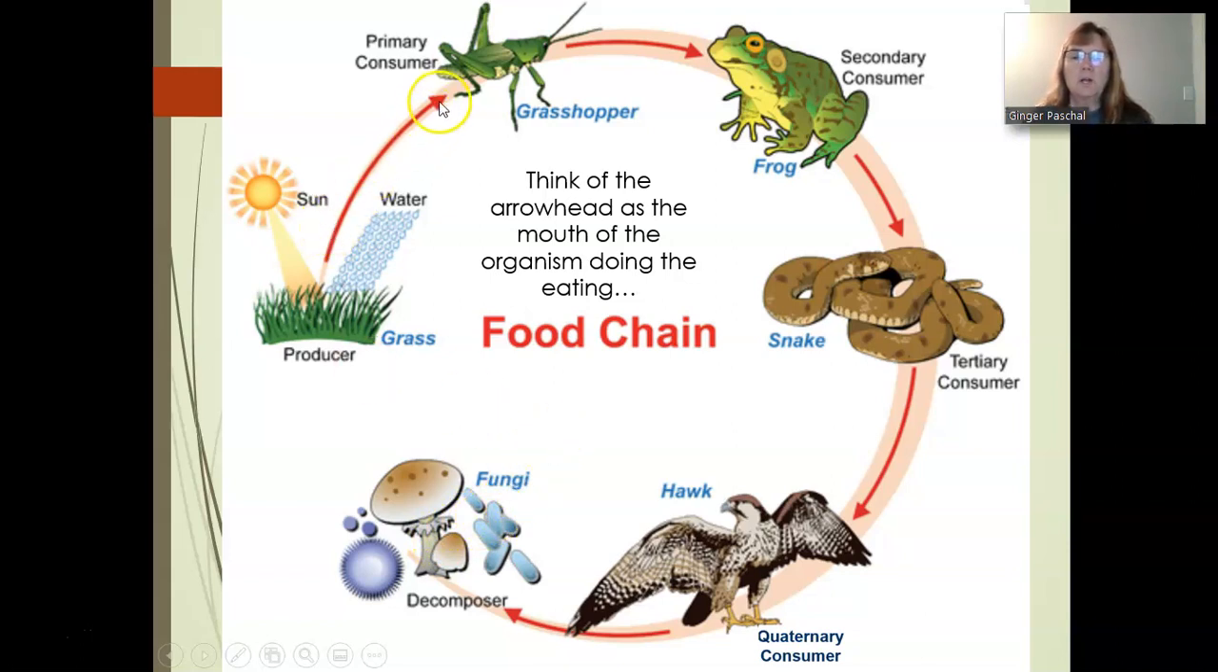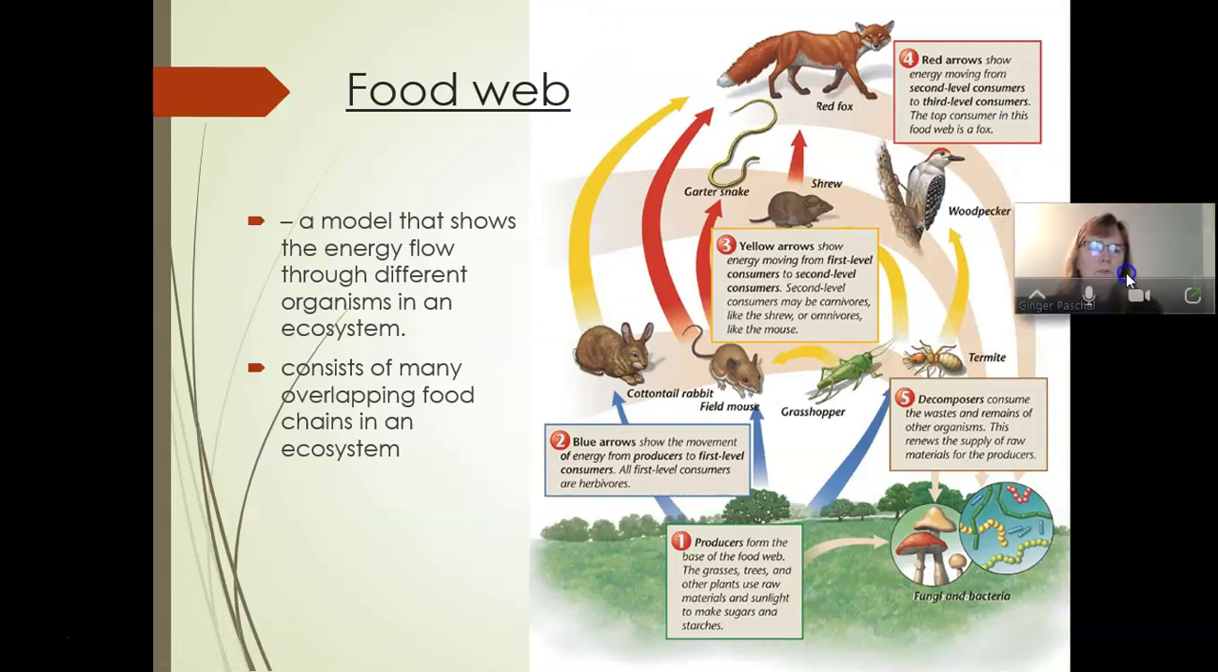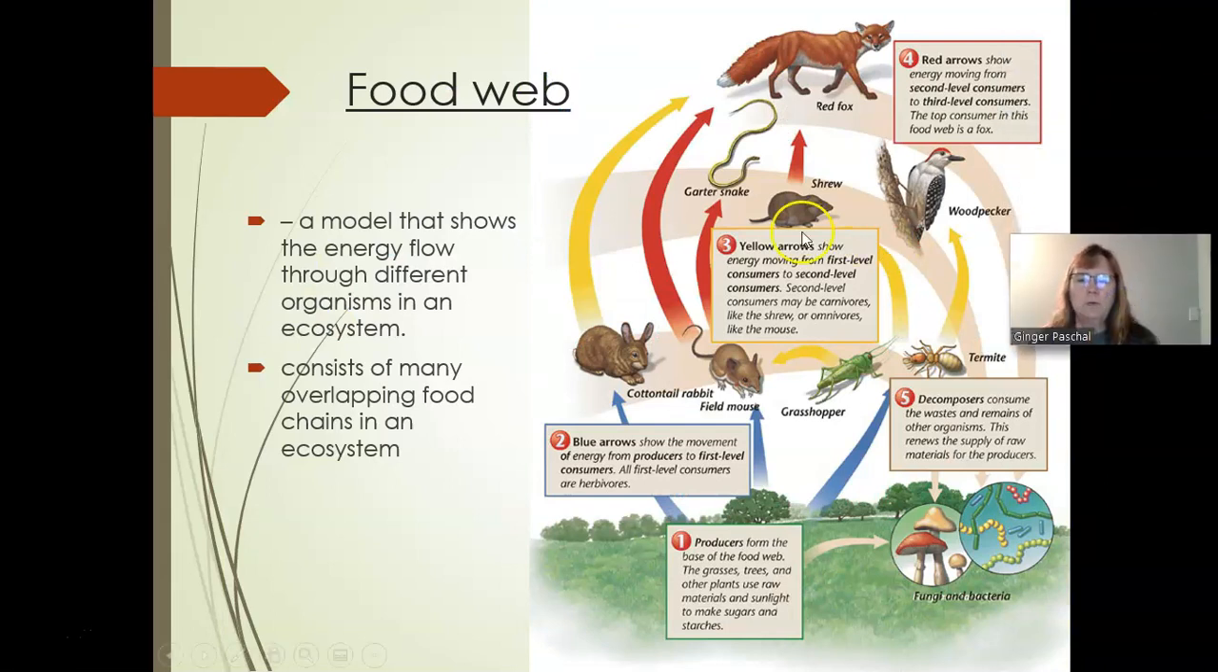Now notice the direction of the arrows. The arrows are pointing toward the organism that is doing the eating. So I've made a note here. You can think of the arrow heads as a mouth. So the cricket is going to open its mouth to eat the grass. The hawk is going to open its mouth to eat the snake, and so on. That'll help you get your arrows in the right direction. So food webs are just multiple food chains put together.